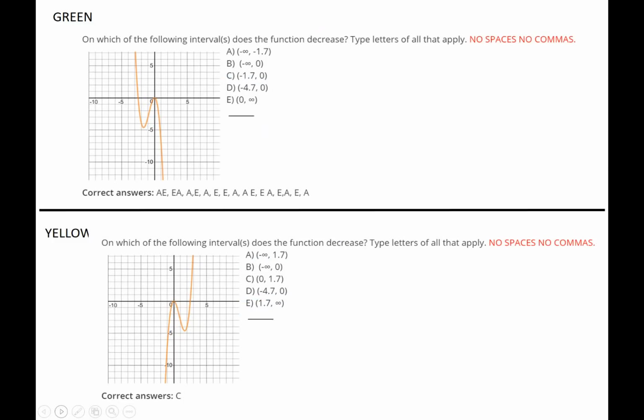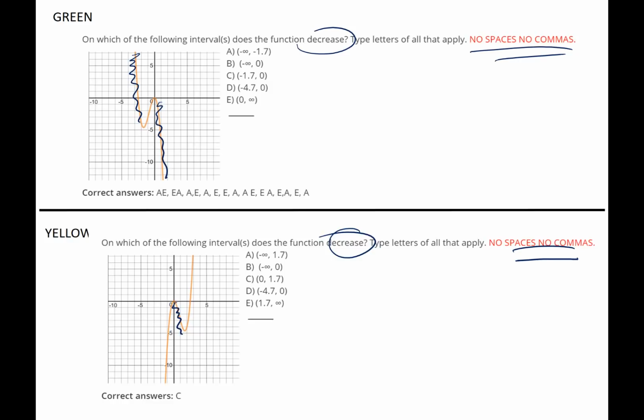All right. And then this one says we're decreasing, okay? And again, no spaces, no commas, so you're not supposed to type any spaces or commas in there. So decreasing means we're going down. So this one's going down here and here. There should be 2 letter choices, and this one's going down just one place.